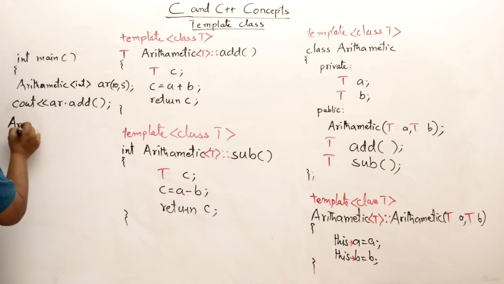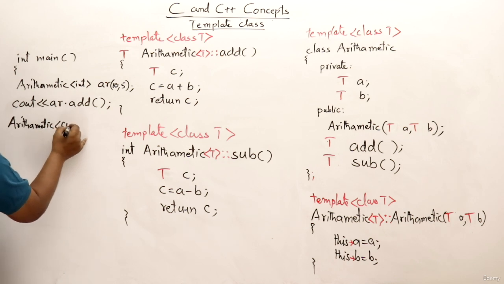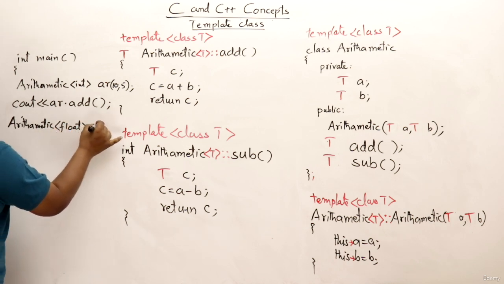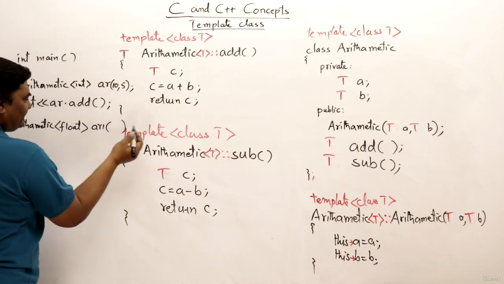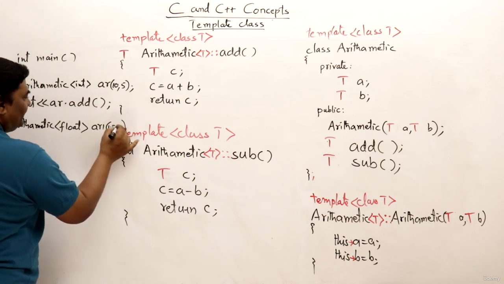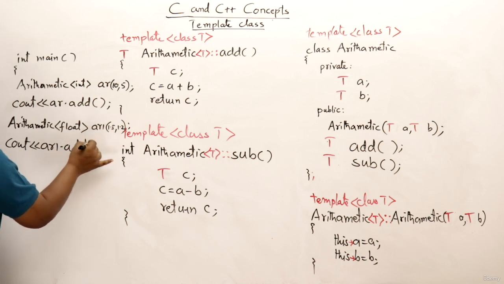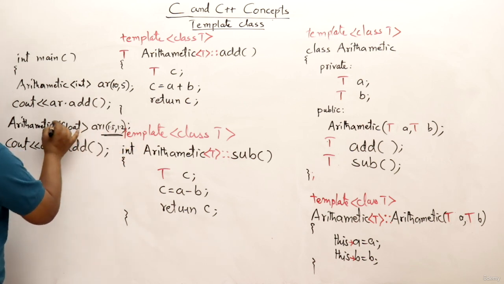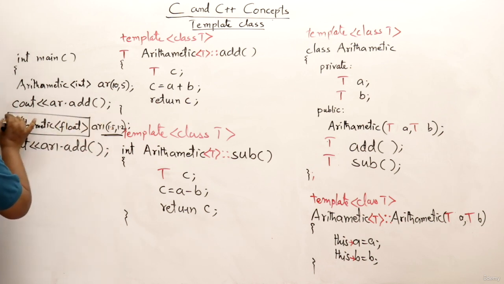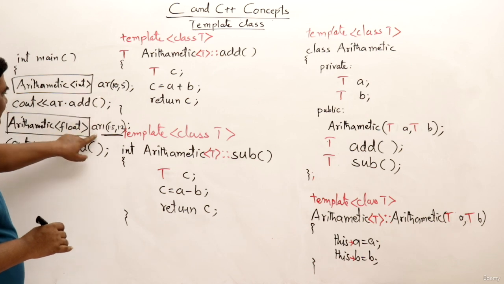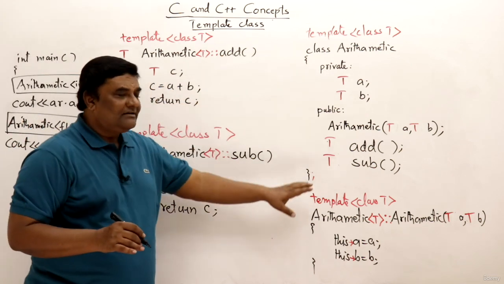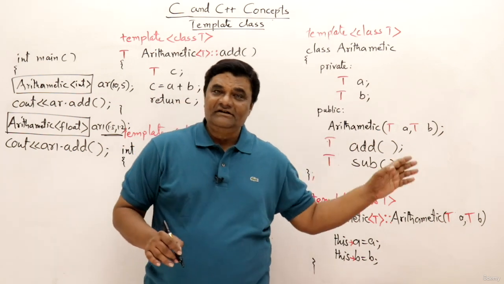Now if I want a float class, then again make an object of this and give the parameter as float, and here I will name it AR1 and pass the parameters like 1.5 and 1.2. These are the float values. Now cout AR1 dot add, this will give me the addition of these two float numbers, right? Because the parameter is float type. Here the parameter is integer type, so here the object will be integer and here it will be float. For this one, everything will become float. Wherever I have written T, that will become float.